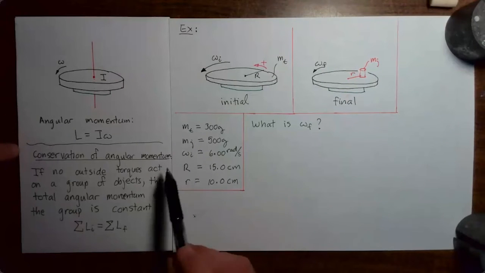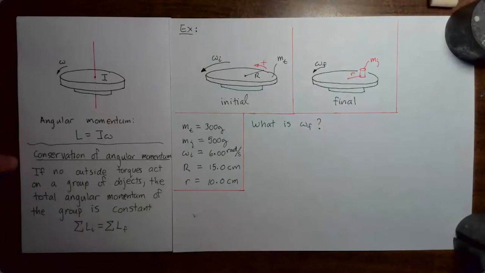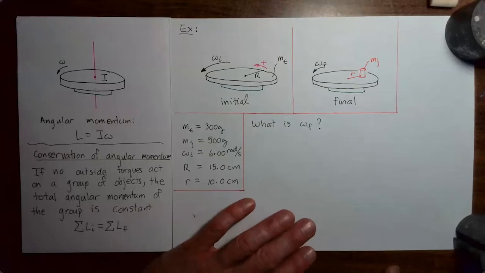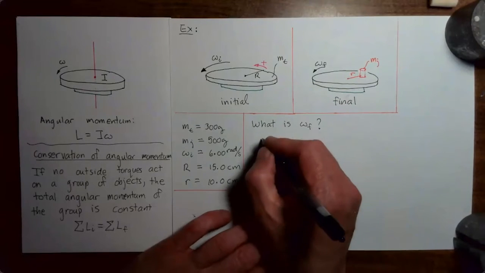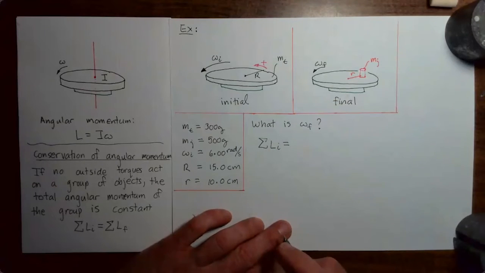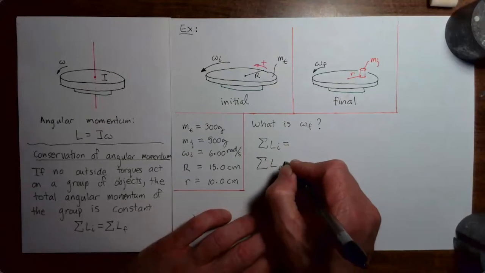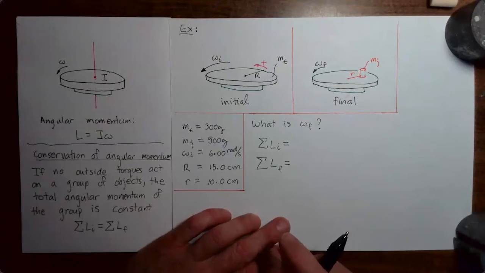As a quick refresher, conservation of angular momentum says that if you have a group of objects and no outside torques act on that group of objects, then the total angular momentum of that group is constant. So if we have a process where no outside torques act, we can say that the total angular momentum at the beginning equals the total angular momentum at the end. To apply conservation of angular momentum, we're going to work out an expression for the total angular momentum in the initial situation, an expression for the total angular momentum in the final situation, and then we're going to equate those expressions.